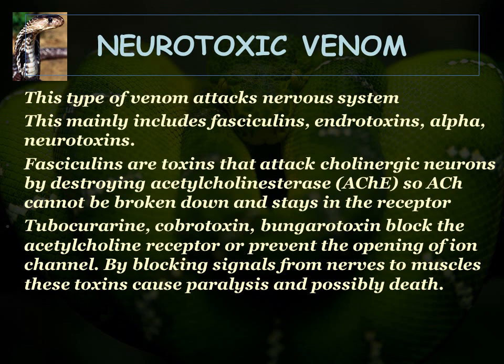I think you have gone through all these names, which are known as tubocurarine, cobrotoxin, and bungarotoxin. All these block the acetylcholine receptor or prevent the opening of the ion channel. Now, by blocking these signals from the nerve to the muscle, these toxins cause paralysis, and this paralysis can ultimately result in death if it happens to be mostly over the respiratory muscles.